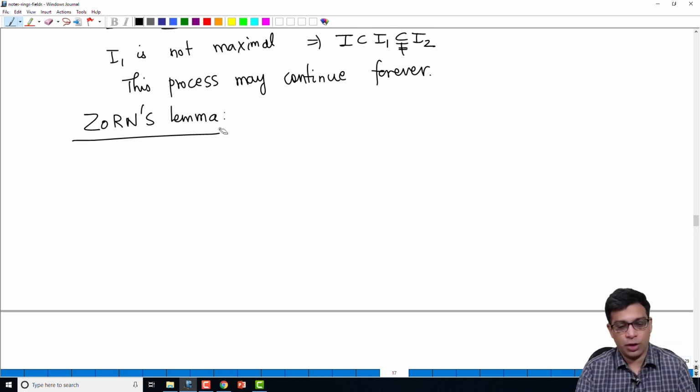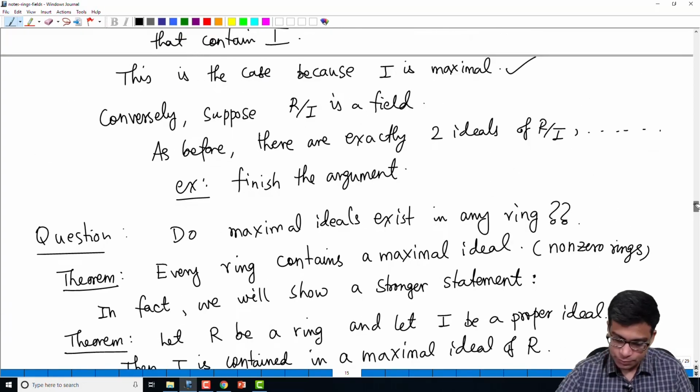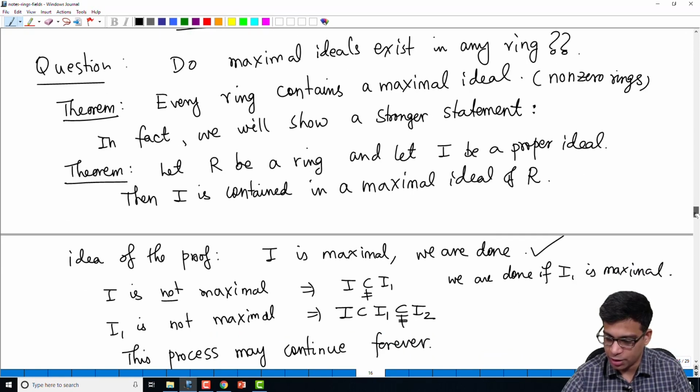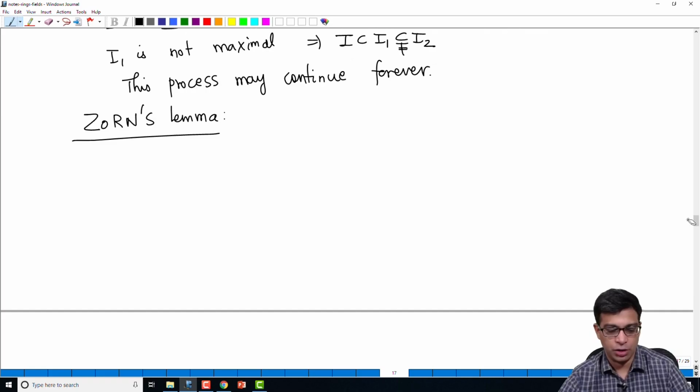Zorn's lemma. For the next 10 minutes, I'll recall what Zorn's lemma says and tell you how to use it to show the theorem that every proper ideal is contained in a maximal ideal. But this is only for people who have seen some of these things before, and if not, you can listen to it, but it's not important. The main statement is the theorem, and the statement that every ring contains maximal ideals is something we will use later. The proof is not that important, so if it's not clear to you, don't worry about it.